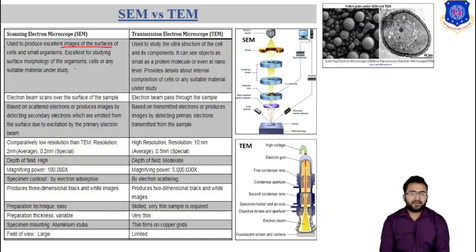So this is one example of SEM and TEM. This is the image using SEM, and this image is for the TEM, or transmission electron microscopy.